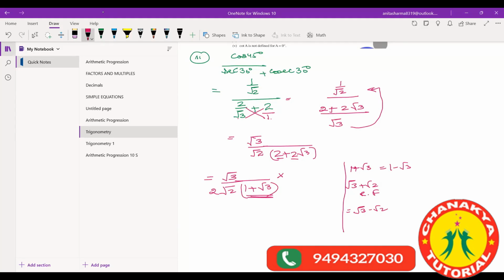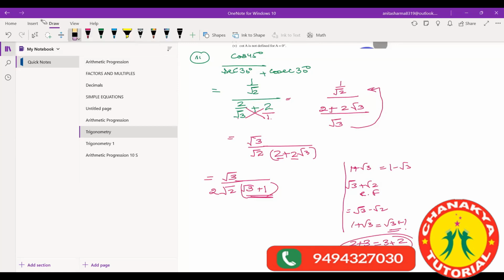Now we can do one thing: because addition follows the commutative law, I have written this as root 3 plus 1. If you write 2 plus 3 or 3 plus 2, both are the same thing. So 1 plus root 3 or root 3 plus 1, both are the same thing. Right, children?